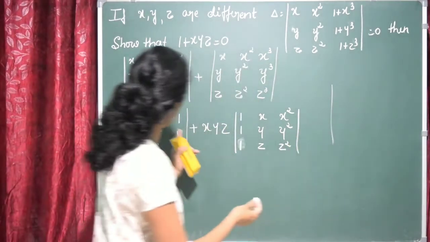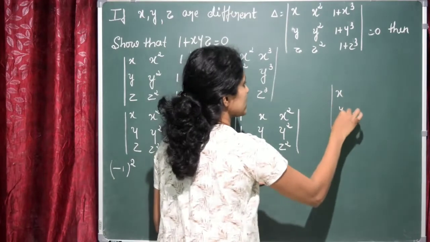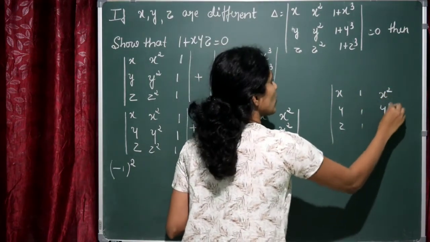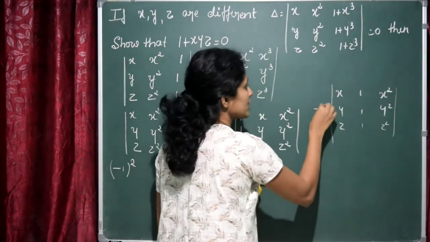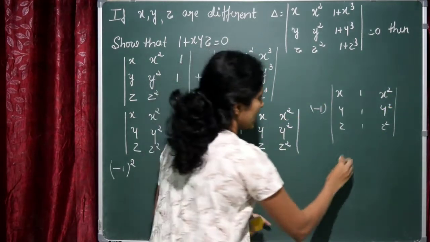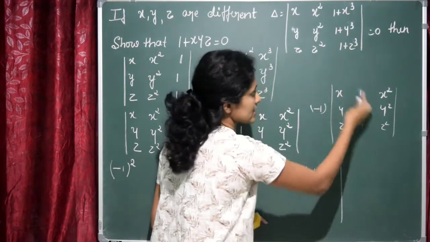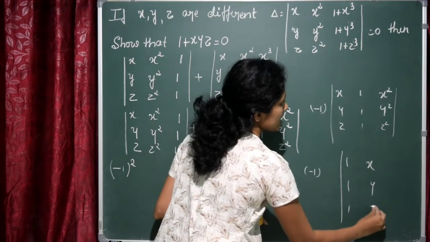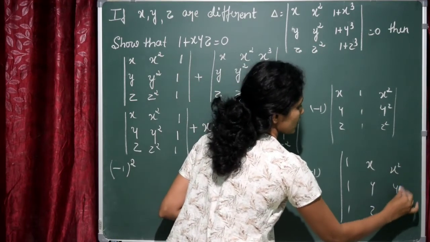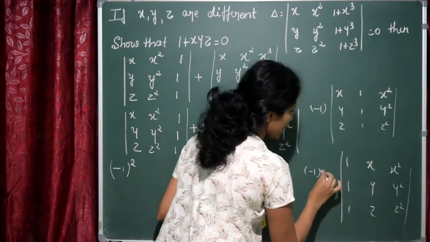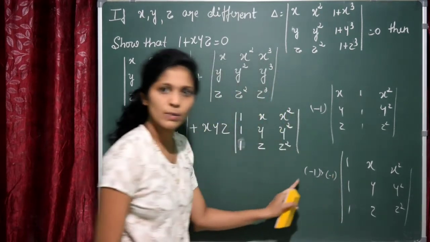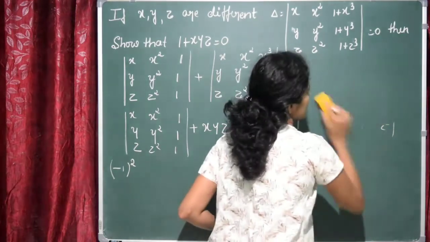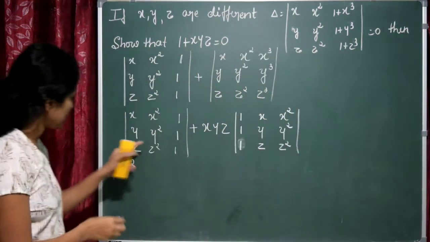So now x, y, z is as it is. I write 1 and then x square, y square and z square. So after interchanging, it is multiplied by minus 1. Again I will interchange these two, that is 1, so this will be x, y, z, and this is as it is, x square, y square, z square. So again I multiply by minus 1. So minus 1 is multiplied two times. Here I will do it directly. I hope you understood this one. So this is multiplied by minus 1 square.